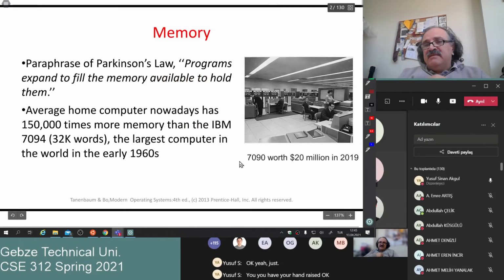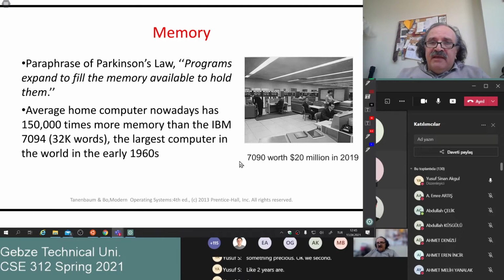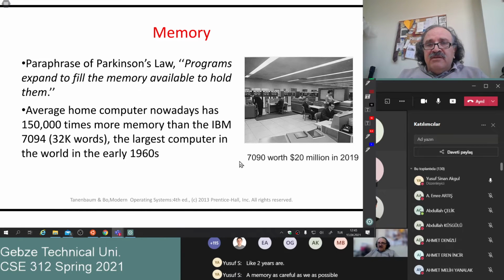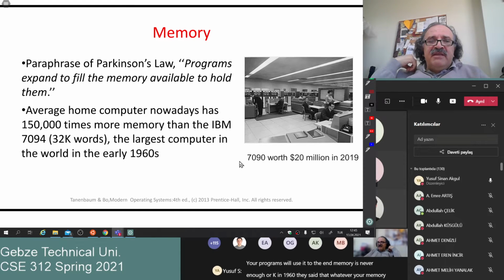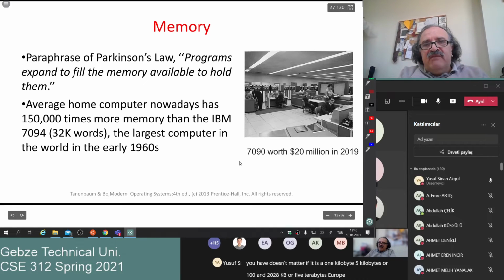Okay, so memory is something precious. We like to use our memory as carefully as possible, because no matter how much memory you have, your programs will use it to the end. Memory is never enough. In 1960 they said that whatever memory you have, no matter if it is 1 kilobyte, 5 kilobytes, 128 kilobytes, or 5 terabytes, your programs expand to fill the memory available to hold them.